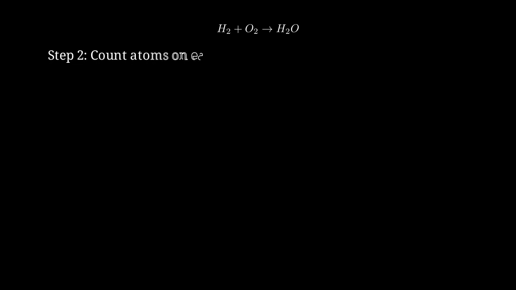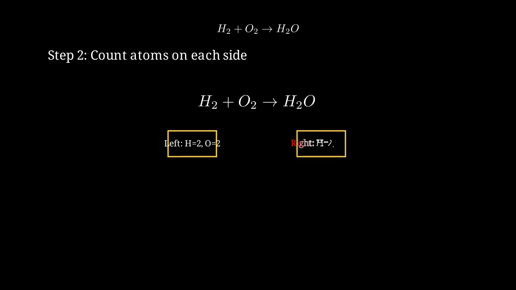Now let's learn the systematic steps to balance any chemical equation. Step 1. Write out the unbalanced equation with correct chemical formulas. For example, hydrogen gas plus oxygen gas produces water. Step 2. Count the number of atoms of each element on both sides. On the left we have 2 hydrogen and 2 oxygen atoms. On the right we have 2 hydrogen but only 1 oxygen atom.